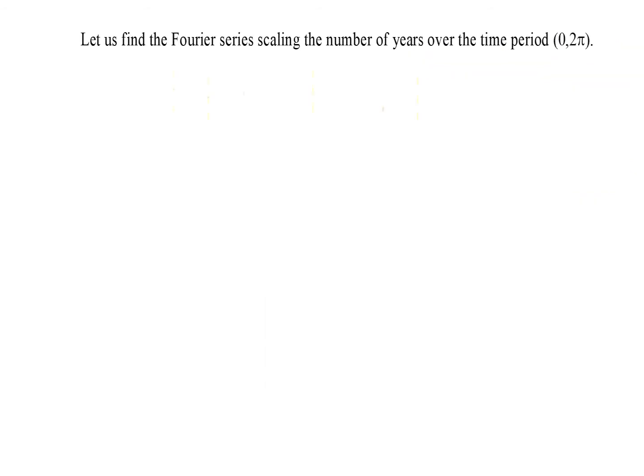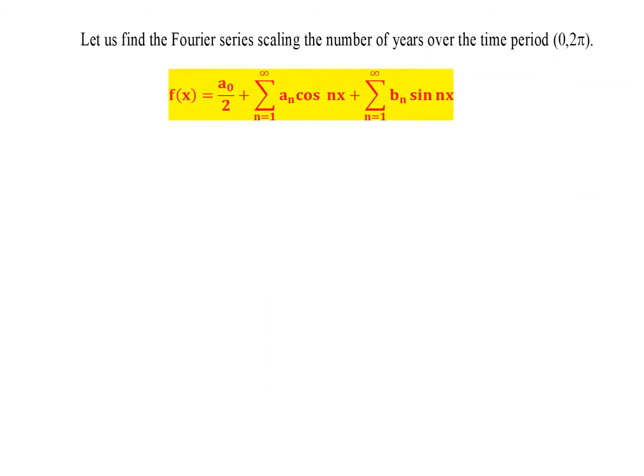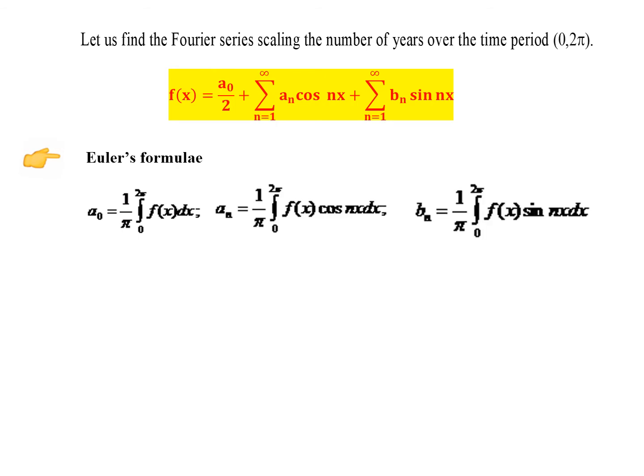So first let us write the formula of Fourier series. We can take the same period 2 pi because we can always make a scaling of the unit of number of years over the time period 0 to 2 pi. And what is the Fourier series formula? Yeah, f of x equal to a naught by 2 plus summation a n cos nx plus summation b n sin nx. And start finding the values of a naught, a n and b n, which are given by these Euler's formulae.